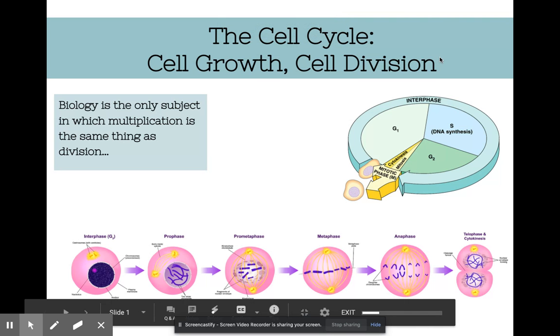Hi class. So today we're going to go over the cell cycle notes. We're going to be talking about cell growth, cell division, and cell regulation.